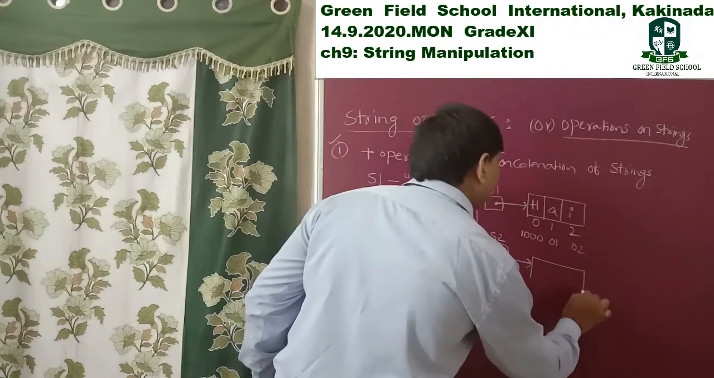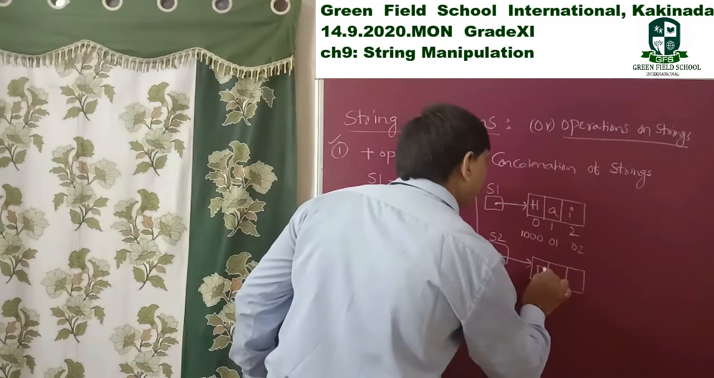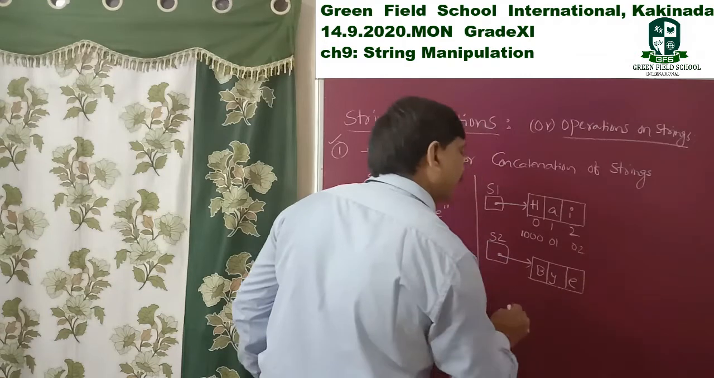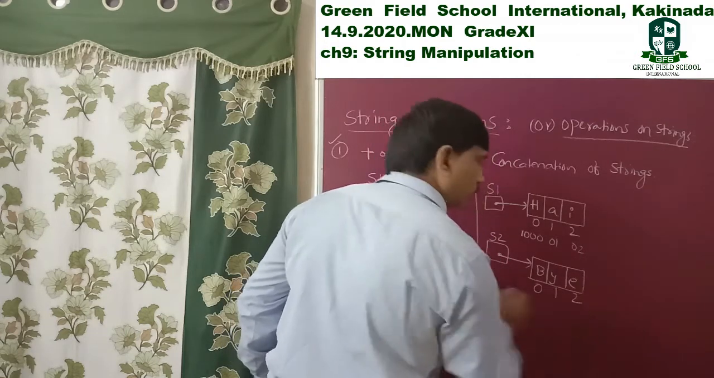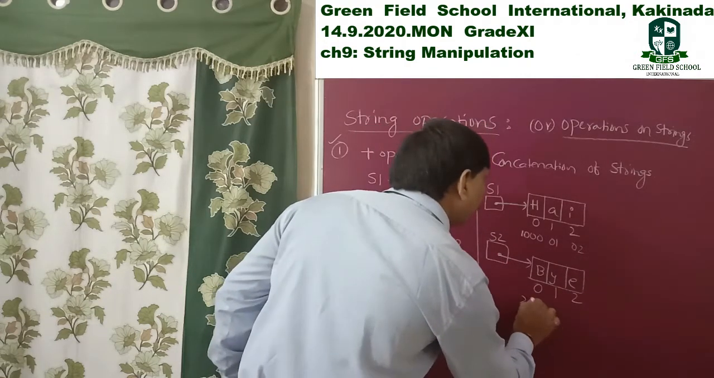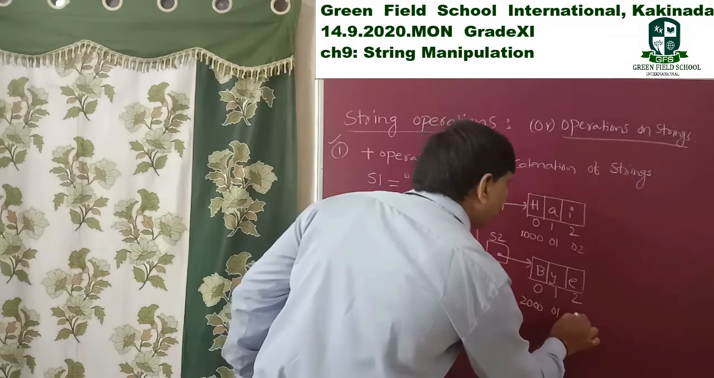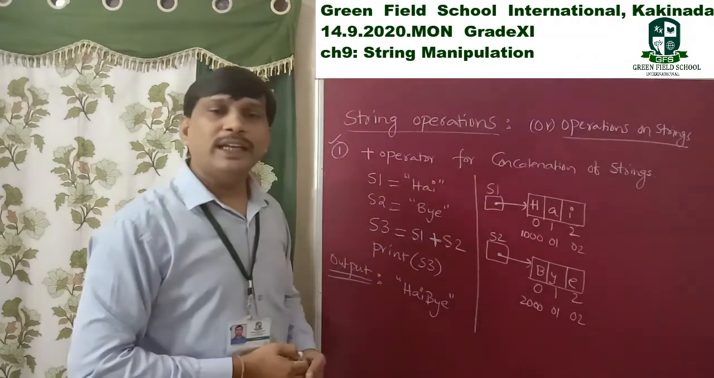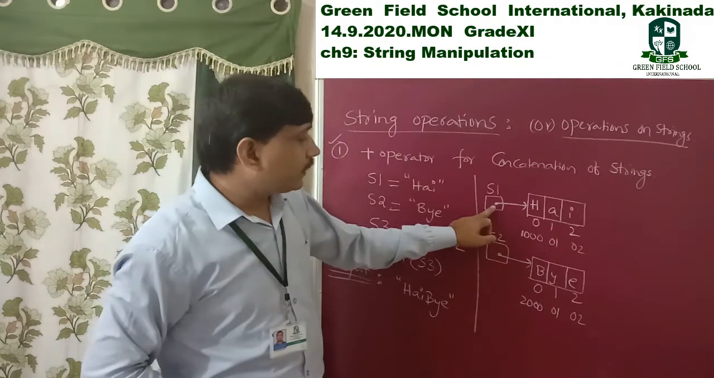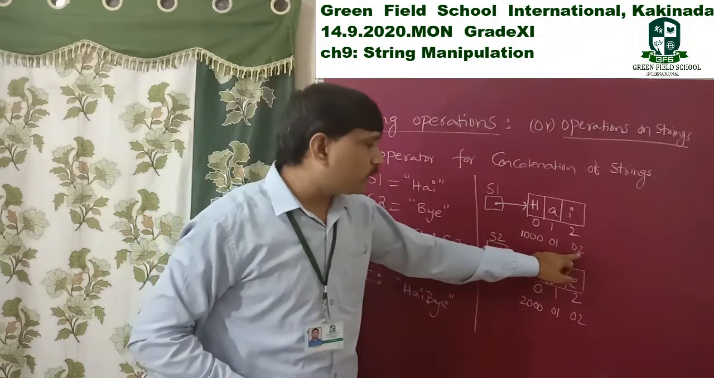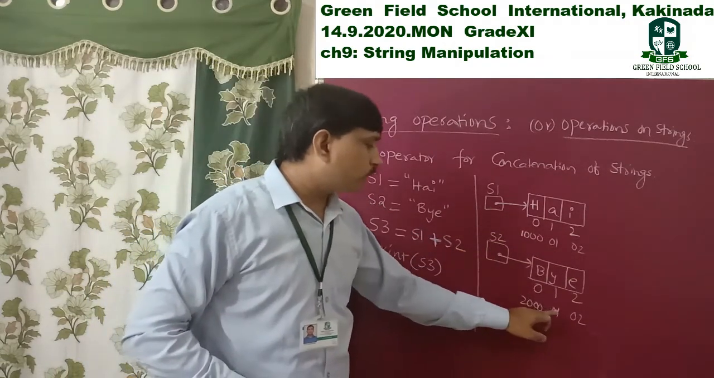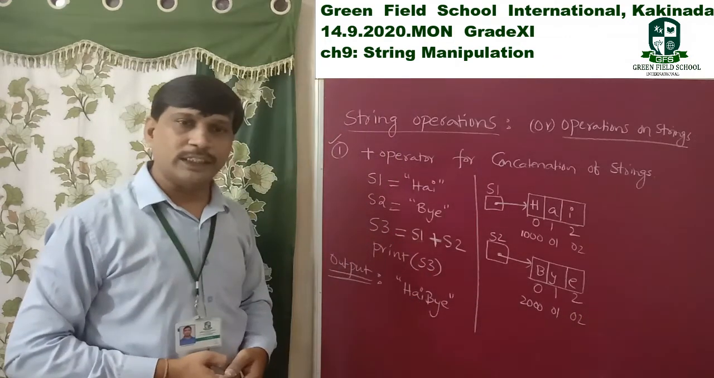The second one is "bye". B-Y-E, bye. So 0, 1, 2. This one is at memory address location 2000, 2001, 2002. So S1 is placed in 1000, 1001, 1002, and S2 is placed in 2000, 2001, 2002 memory locations.